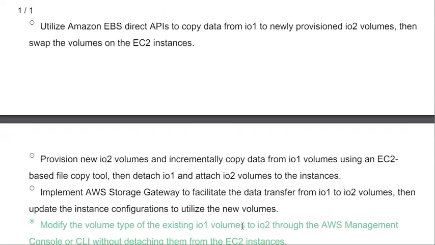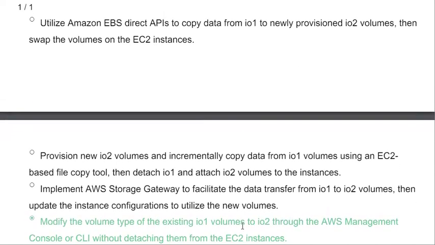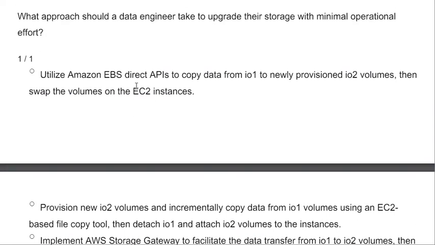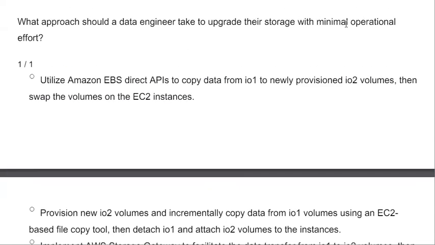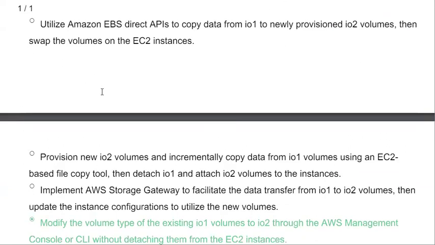If we compare the others, what happens is we detach the volume and we create a new volume. In the first option, we copy the data from IO1 and newly provision this, then we grab the volume, detaching and attaching it to the EC2 instance. IO1 is detached from EC2 and IO2 is attached to EC2. Since there is that much operational overhead, we do not choose this. You can see minimal operational effort.